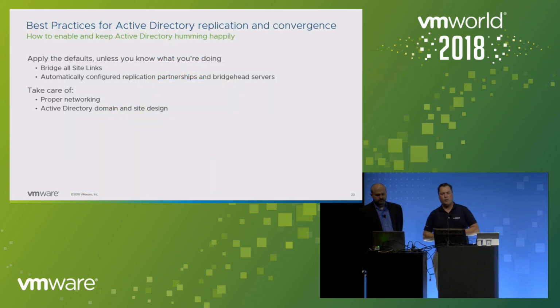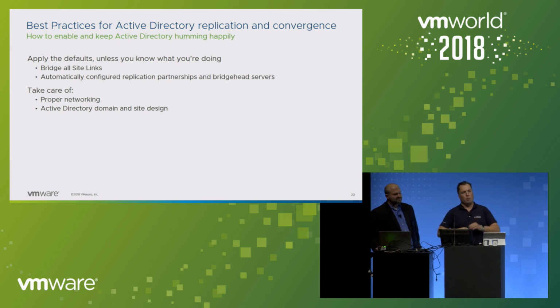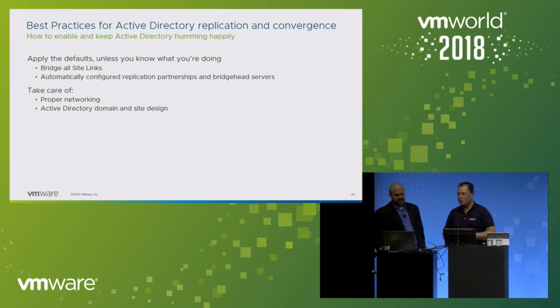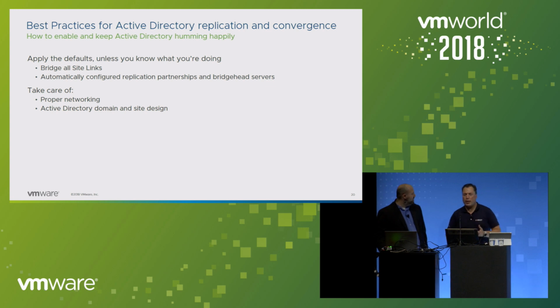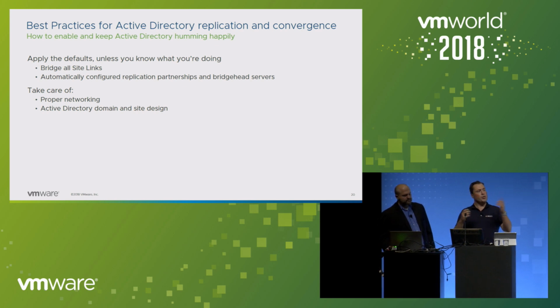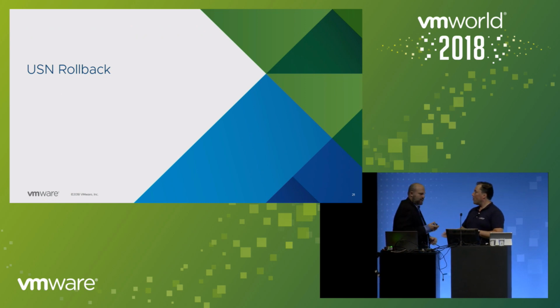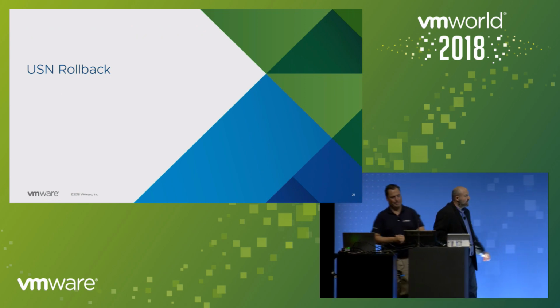So a couple of best practices for Active Directory replication and convergence. So please apply the defaults unless you really know what you're doing. You can always ask me, but I'll say, you know what, apply the defaults and take care of proper networking and take care of a good Active Directory domain and site design. Because if you don't, one of the problems that you might encounter is a USN rollback. And Matt is going to tell you all about that. We'll talk about that while Sander gets our next demo ready.